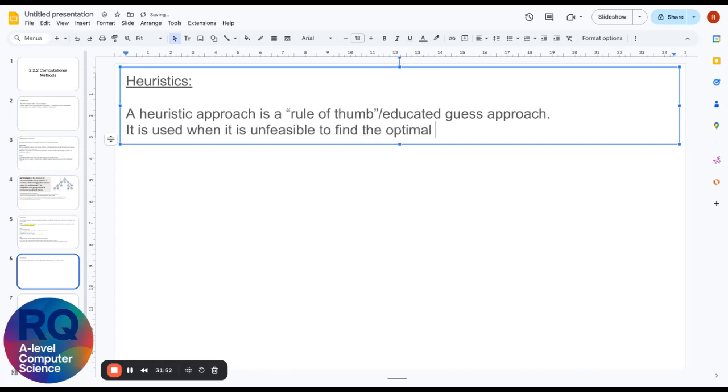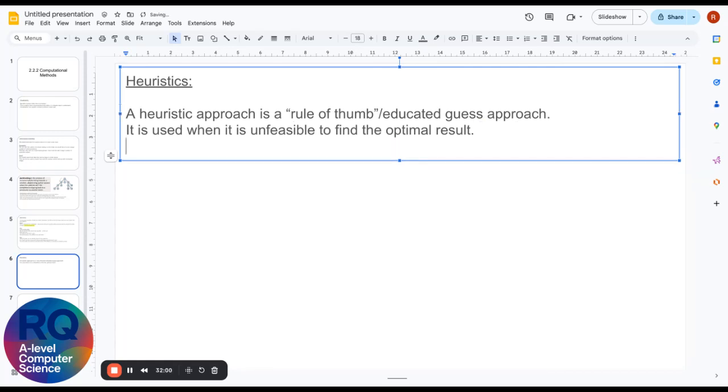it is used when it is unfeasible to find the optimal result. So when I was giving you guys the overview, this is pretty much what I meant. It is used when it's unfeasible to find the optimal result. As a result, this leads to a good enough result, so just make sure we get that bit in. And it is not 100% reliable, but it is still good enough to be used.